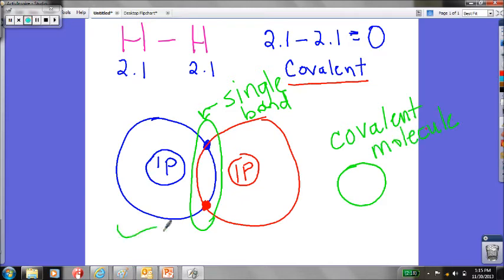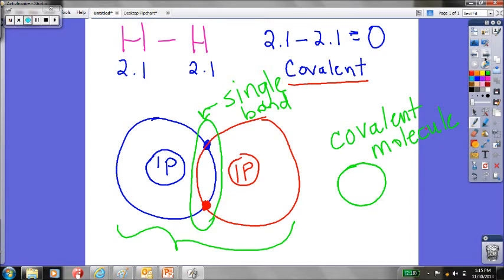And this here shows what the bond looks like. It shows how those 2 atoms are sharing their electrons to form this molecule. Okay, so let's go on and try another example.